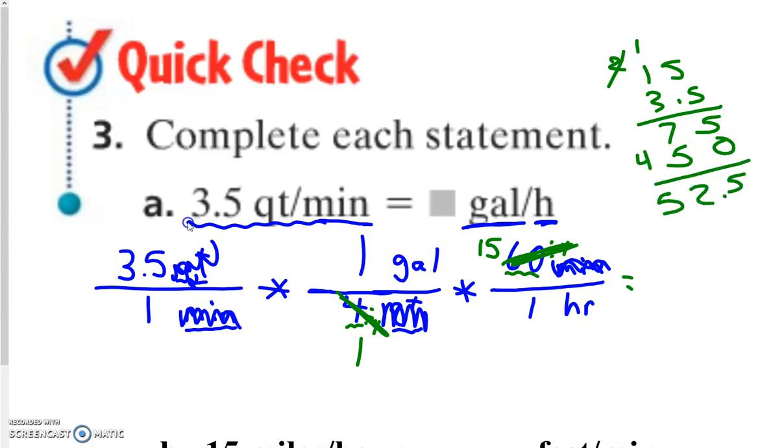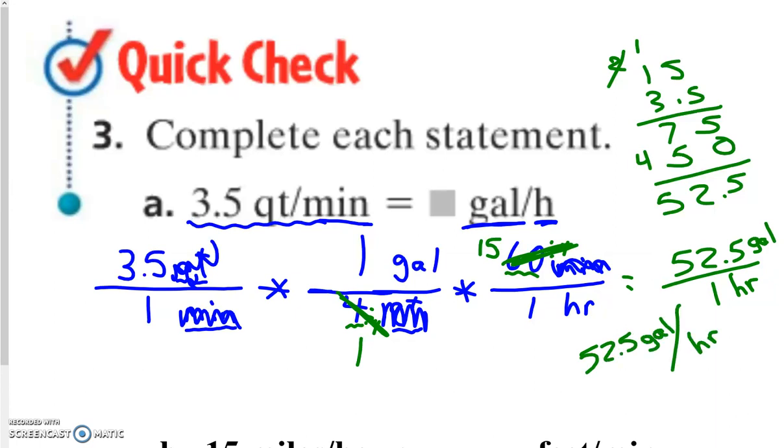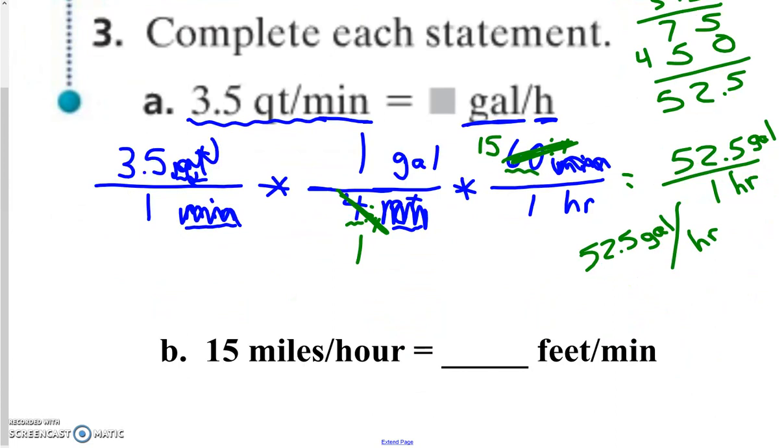Enter your decimal. Looks to me like 52.5 over 1. Now labels are really important. That was the whole point here, to change our labels. So 3.5 quarts per minute is the same as 52.5 gallons in 1 hour, or 52.5 gallons per hour. Okay, by setting it up using dimensional analysis, that hopefully will help you keep your numbers straight.